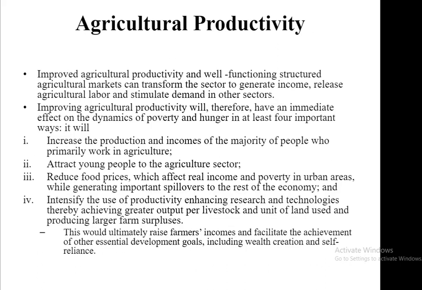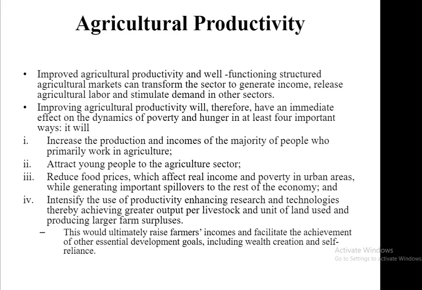industrialization. In terms of agriculture productivity, the agenda stresses that improved agricultural productivity and well-functioning structured agricultural markets can transform the sector to generate income, release agricultural labor, and stimulate demand in other sectors. Improving agricultural productivity will therefore have an immediate effect on the dynamics of poverty and hunger in at least four important ways. First of all, it will increase the production and incomes of the majority of people who primarily work in agriculture. Secondly, it will attract young people to the agriculture sector.